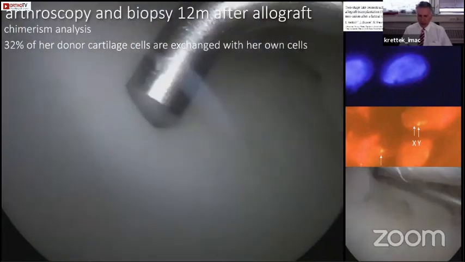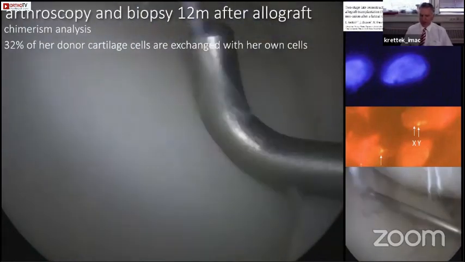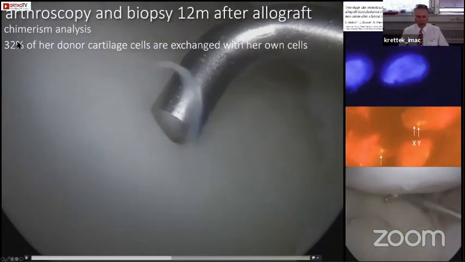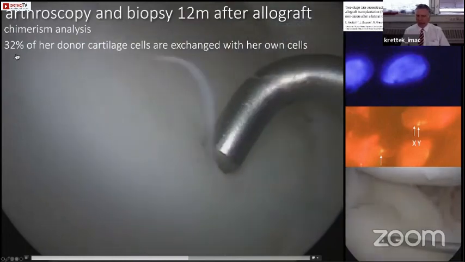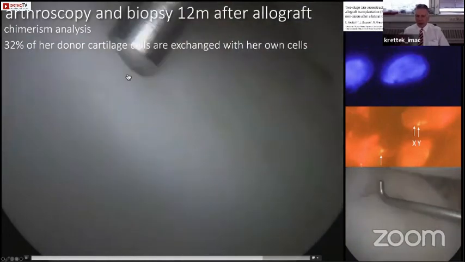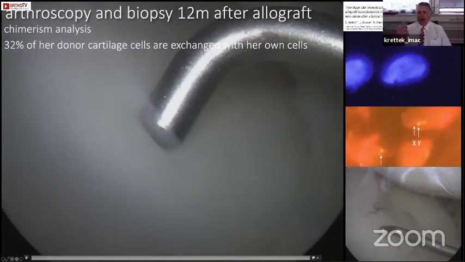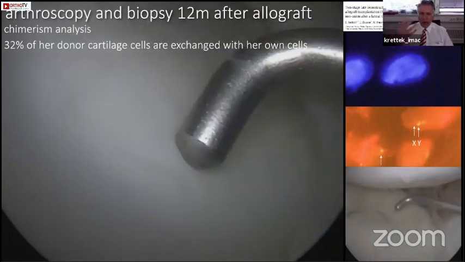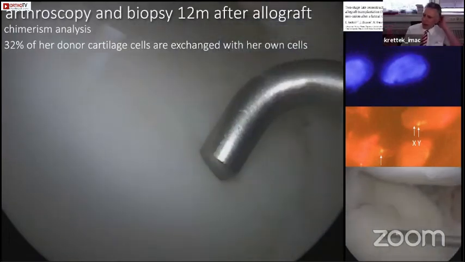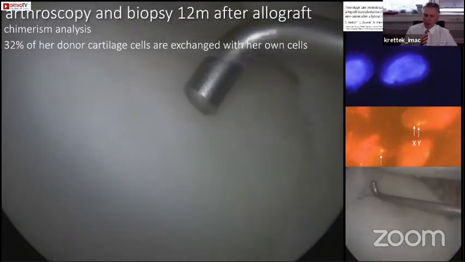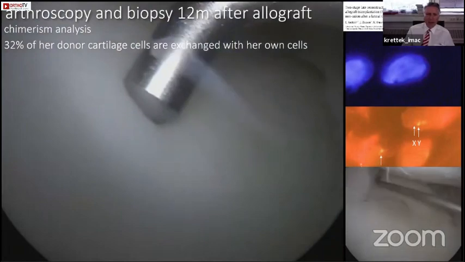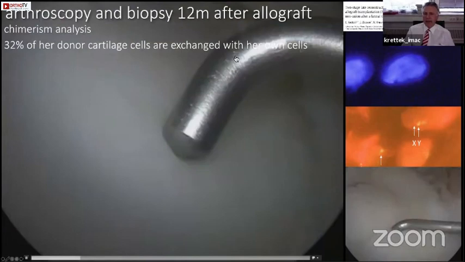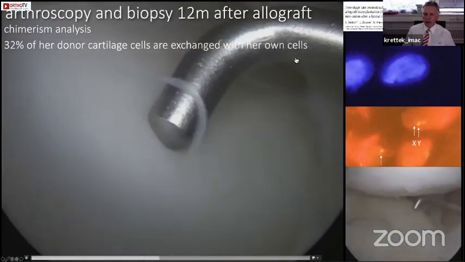The lateral compartment looked very nice. Also, the meniscus had a good stability, and we took out a little biopsy of her cartilage and sent it to the lab in order to check what cells these are. Are these still donor cells, or are these recipient cells which have been replaced over time with a chimerism? And the result was that 32% of her donor cartilage cells were exchanged with her own cells.